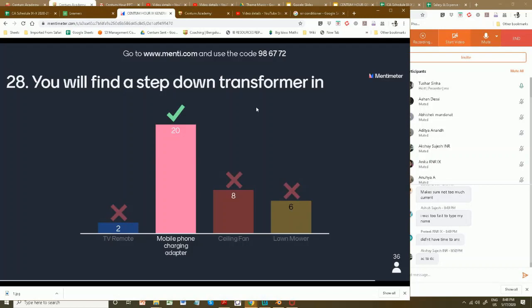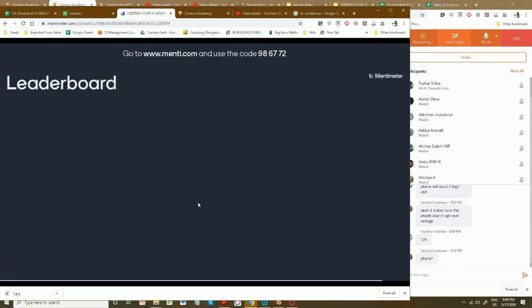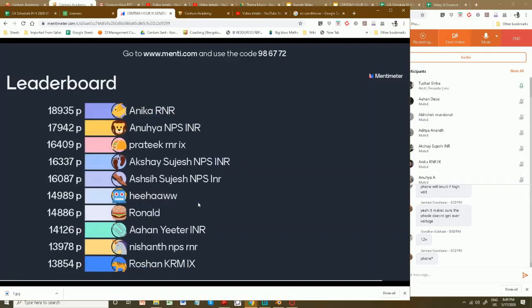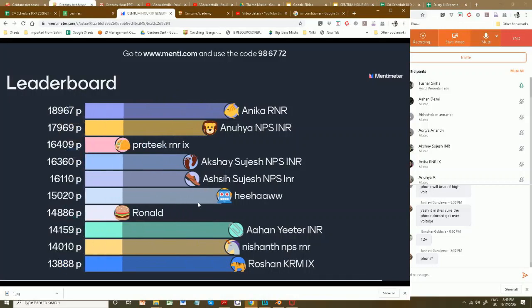Now, the transformer doesn't do AC to DC conversion. The cell phone cannot withstand that much voltage. Very good. But then it doesn't convert AC to DC. For that there is something called a rectifier circuit. A full wave rectifier circuit converts AC to DC.